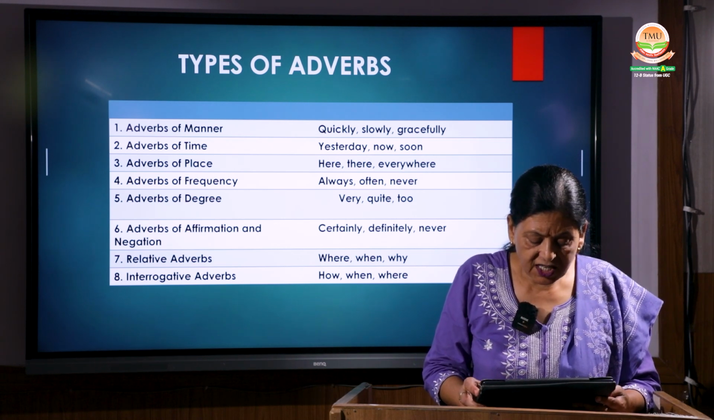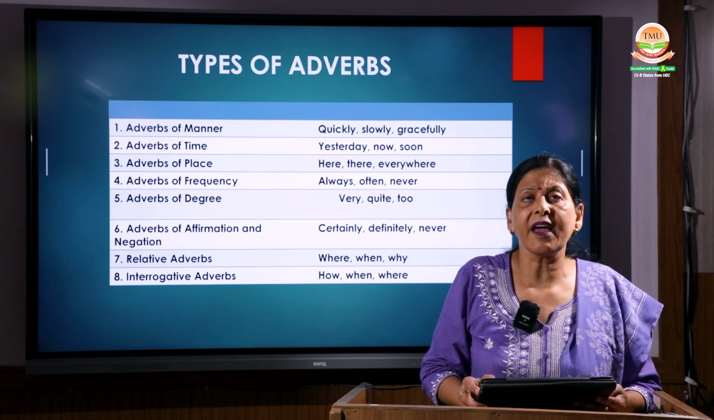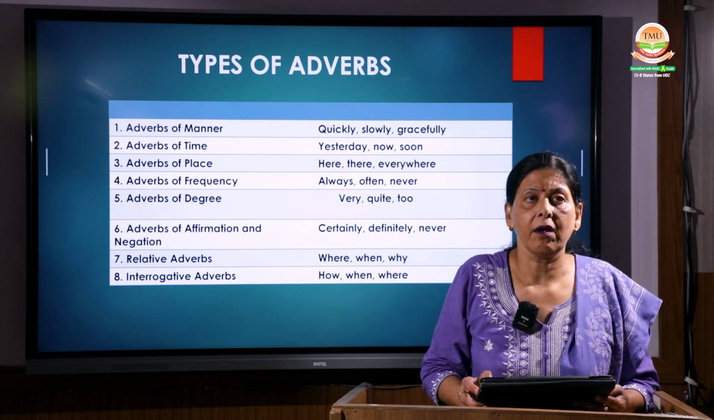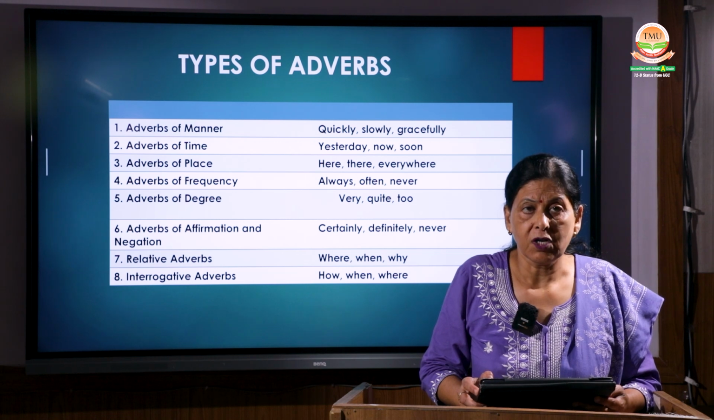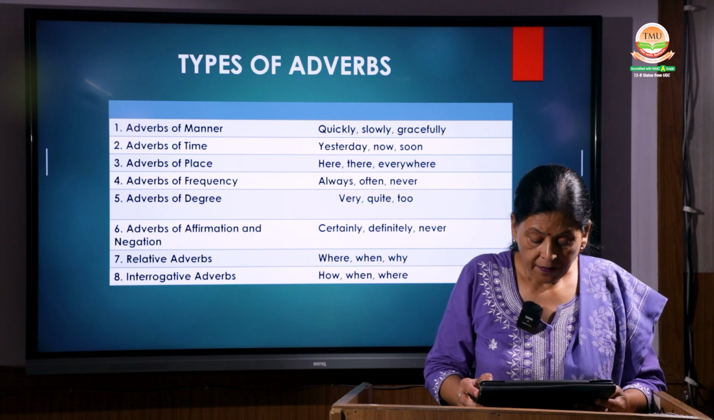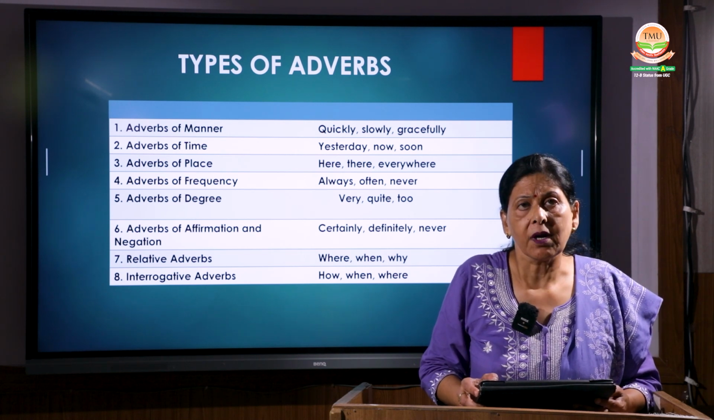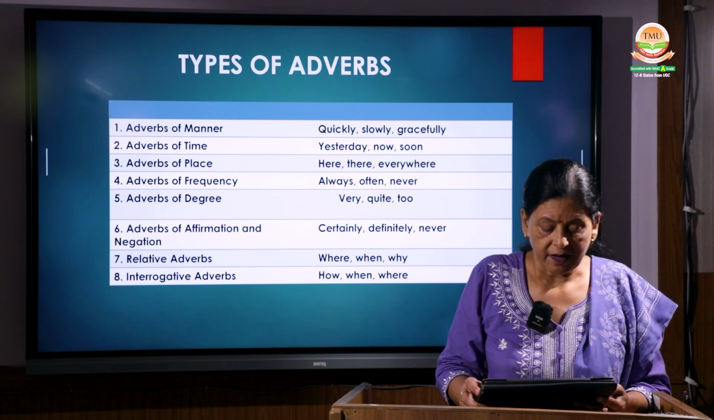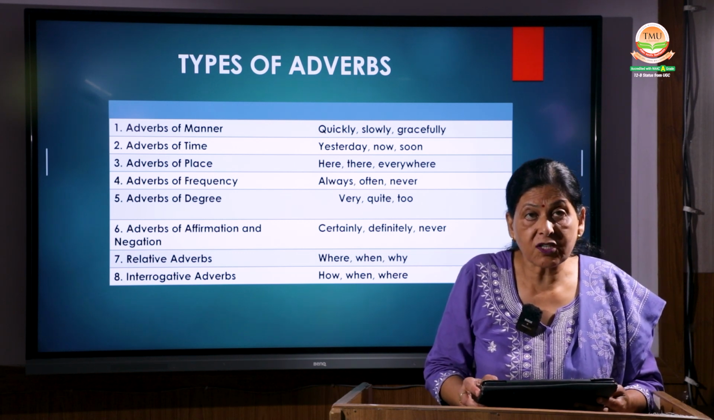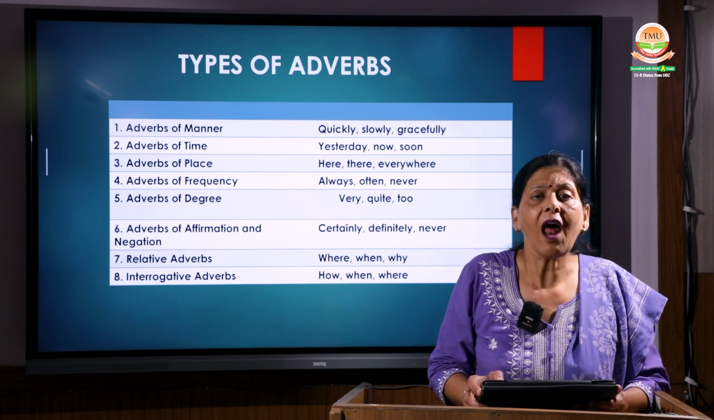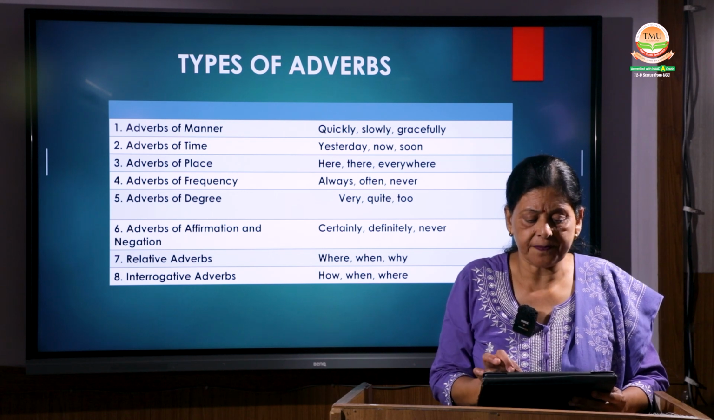Then next are interrogative adverbs. Interrogative adverbs are the adverbs that are used to raise questions, like how, when, where. How is she hurt? Hurt is a verb. So how is she hurt? It's a question that how did she get hurt. Then when did she come? Come is a verb. So when did she come? It is an interrogative adverb, where we are asking a question that when, how, where the action has taken place.